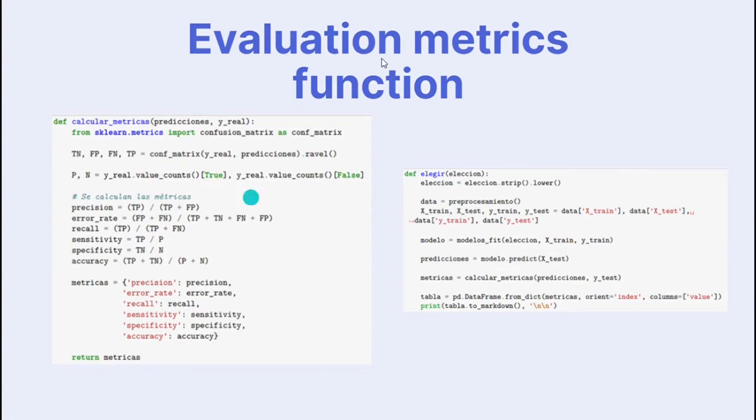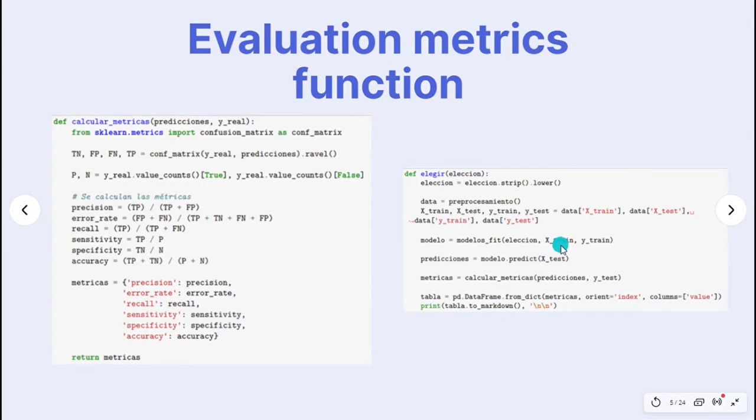For evaluating the metrics, we created this function which takes two parameters, the predicted values and the real values, the ones we use for testing. Then we compute the confusion matrix with those two values and we store that into these variables. Then we count all the truths and falses and put that into these formulas to get the different metrics, which are precision, error rate, recall sensitivity, specificity, and accuracy. Finally, we put all of this into a dictionary and that's what we return.